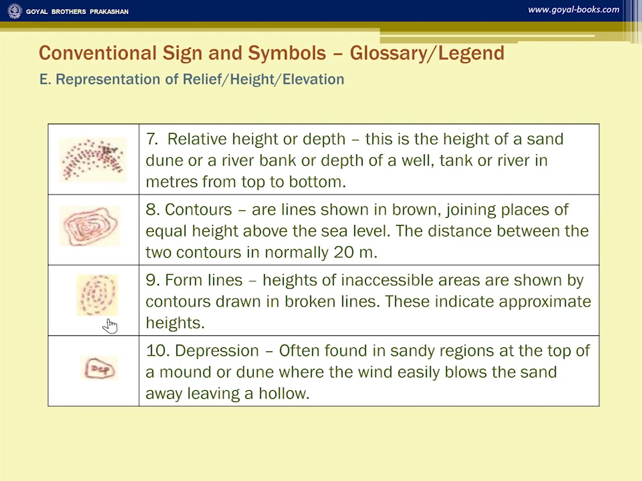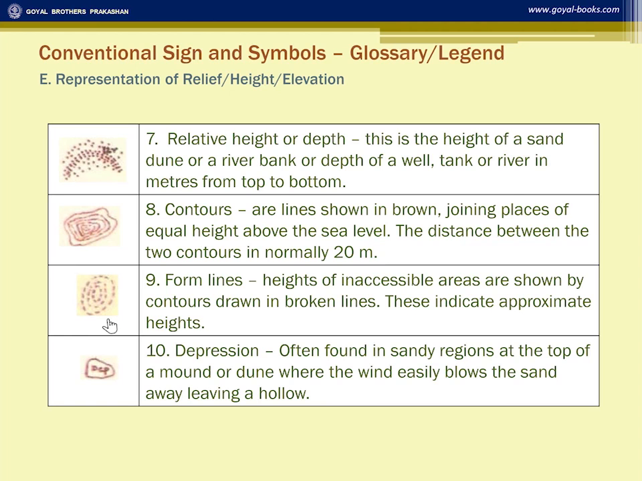Form lines are the broken lines which are drawn in place of contours for the area which is inaccessible, where we are unable to do the survey. We show them approximate height above sea level, and they join the places which we think would have approximately the same height above sea level.